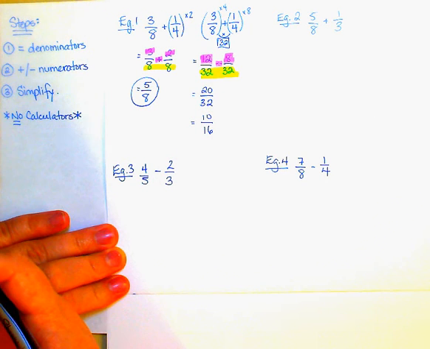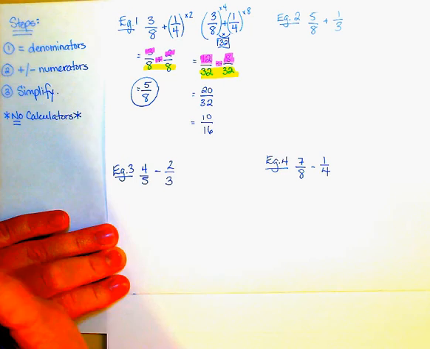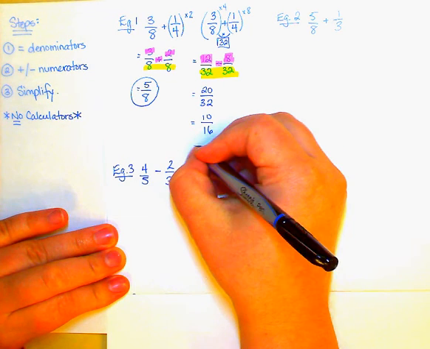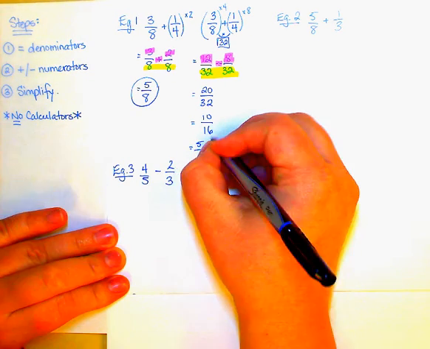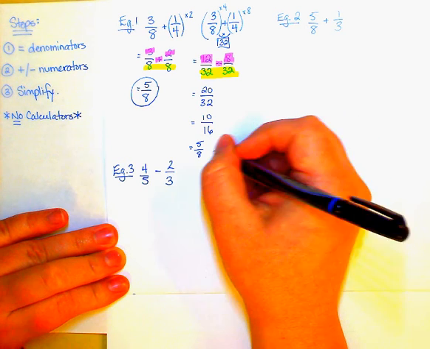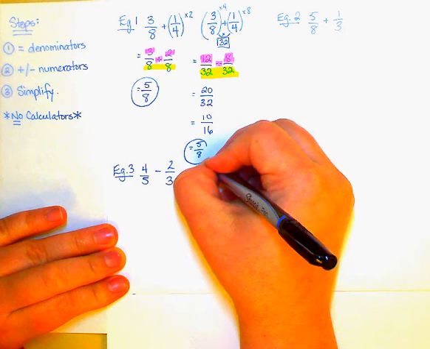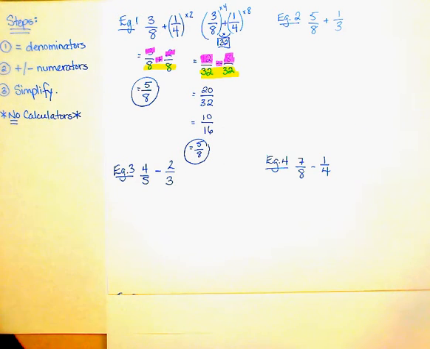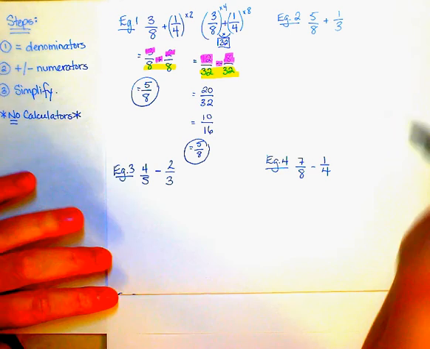Another set of even numbers. So let's divide by 2 again. 10 divided by 2 is 5. 16 divided by 2 is 8. 5/8. I can't get any simpler than that. That's as low as I can go. That's the lowest form of that fraction. Let's look at example number 2. 5/8 plus 1/3.